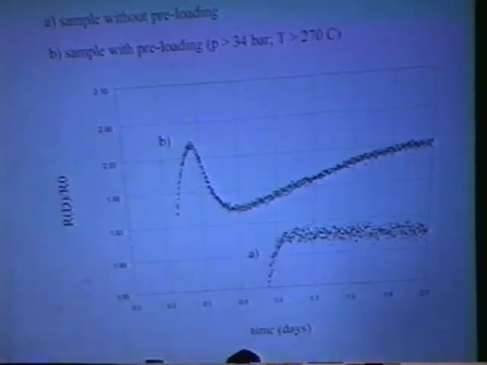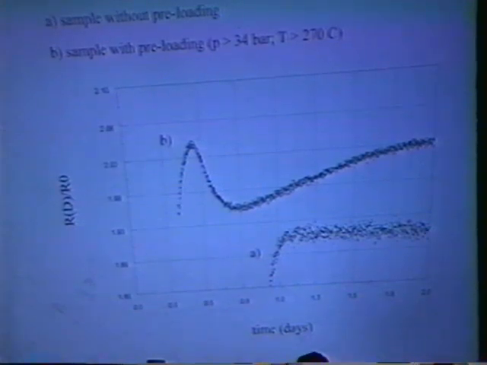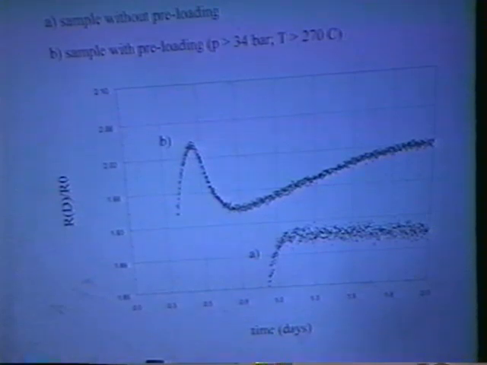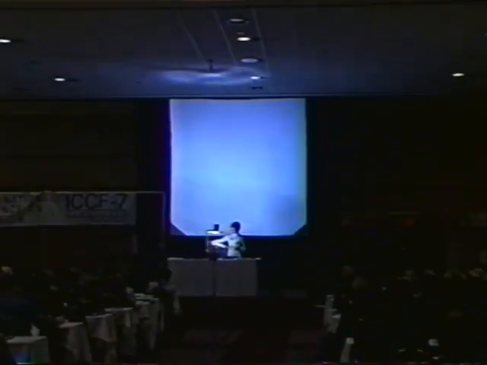The second sample, the B sample, was preloaded in gas, trying to skip the coexistent phase, just going up to the critical point of deuterium in palladium. It is 34 bar and 270 Celsius, using the procedure shown before by Dr. Azami. Something like this.